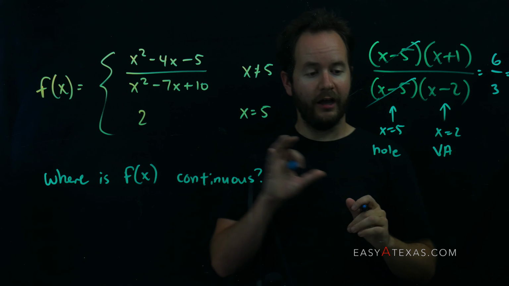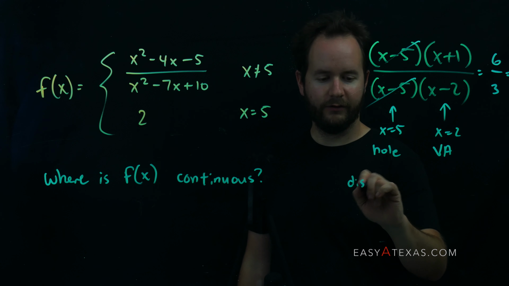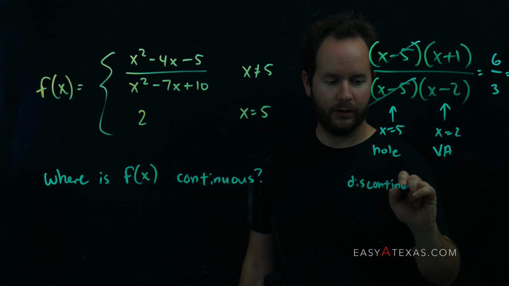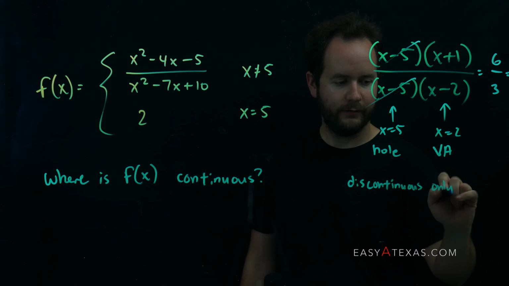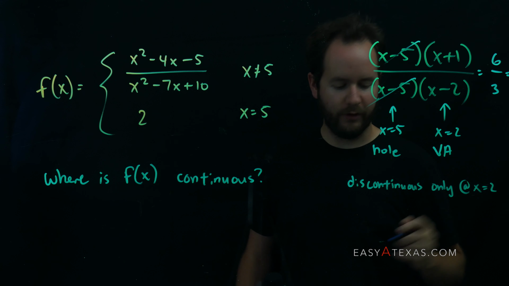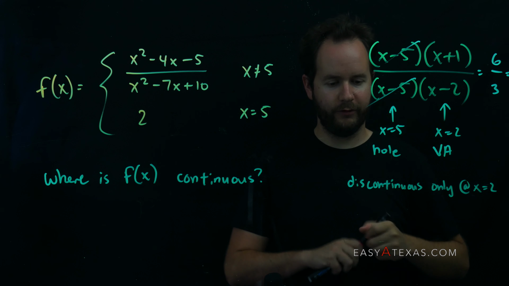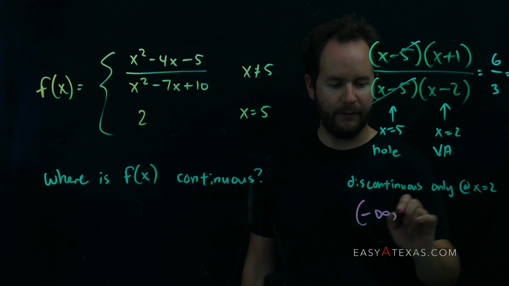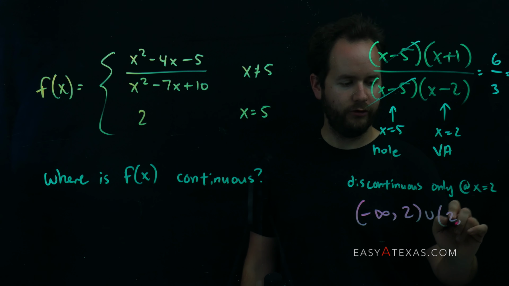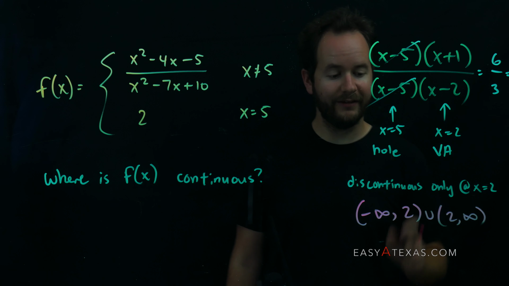And because of that, it's discontinuous only at x equals 2. And if we want to write that in interval notation, here's how we do this. We say negative infinity up to 2, union 2 to infinity. Everything else is fine except x equals 2.